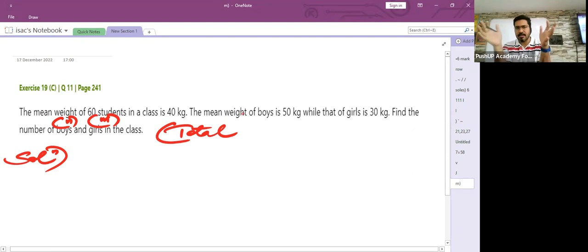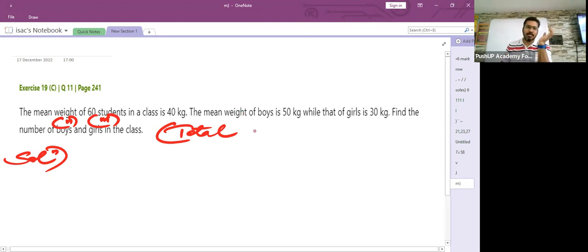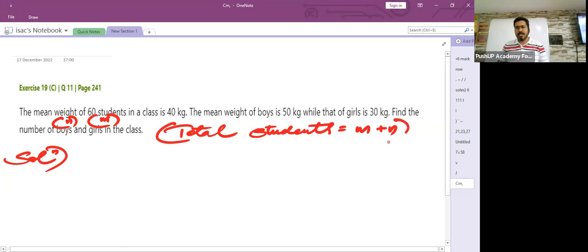So for the time being, after reading the question once, I just assume there are n number of boys and m number of girls in the class. So if I ask you what is the total number of students in the class, that would be m plus n or n plus m, whatever, the same thing, right? Now, a very simple logic, as Animesh said, the mean weight of 60 students in a class. So they have given you the total number of students in the class. That is equal to 60.